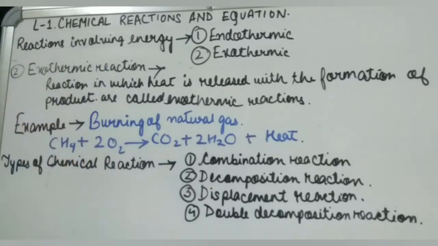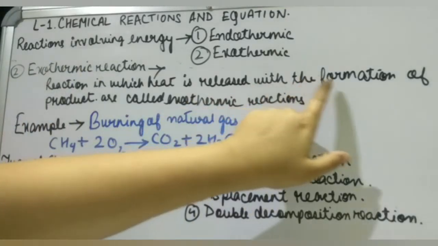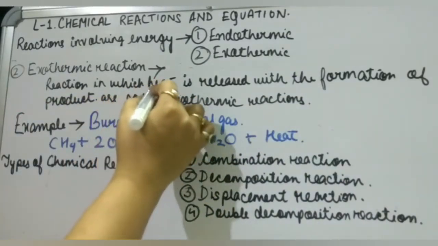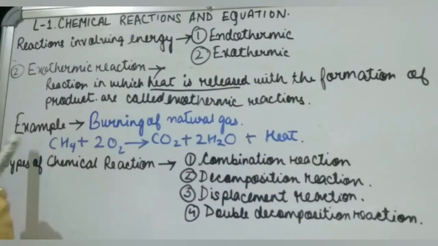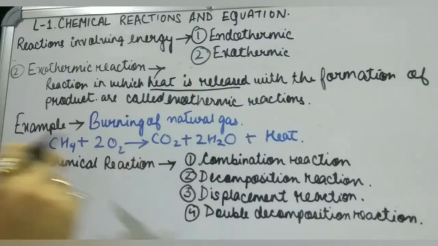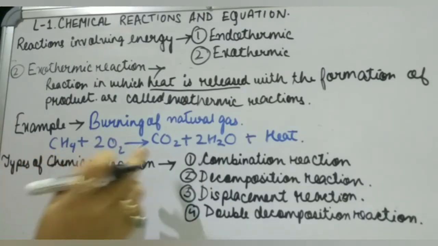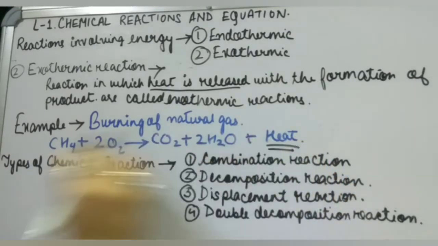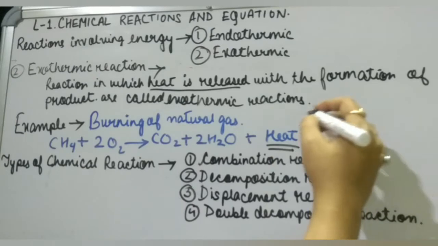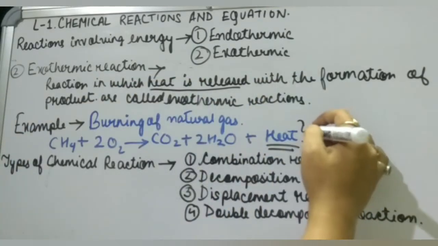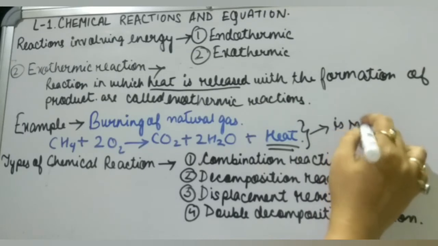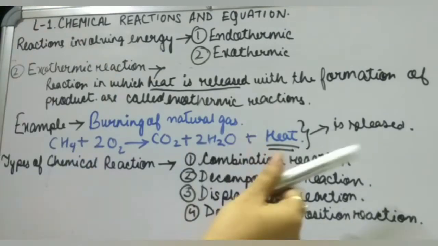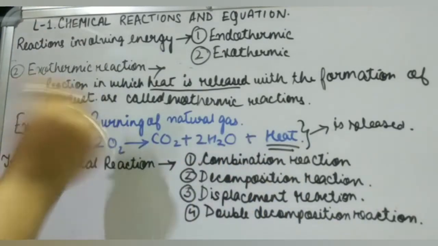Reactions in which heat is released with the formation of product are called exothermic reactions. So heat will be released. An example is the burning of natural gas. This is methane plus 2O2 gives us CO2 plus 2H2O plus heat. In this reaction the heat is released, so this is called an exothermic reaction.